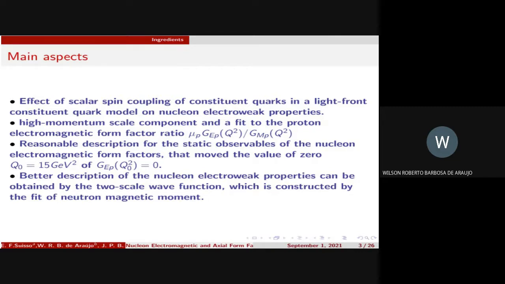The main aspects in our model are the effect of scalar spin coupling on nucleon electroweak properties, and the introduction of high momentum scale components in the wave function. The introduction of a high momentum scale in our model shows a reasonable description for static observables, and the ratio between proton electric form factor and proton magnetic form factor compared with experimental data. Better description of nucleon electroweak properties can be obtained by a 2-scale wave function, which is constructed to fit the neutron magnetic moment.